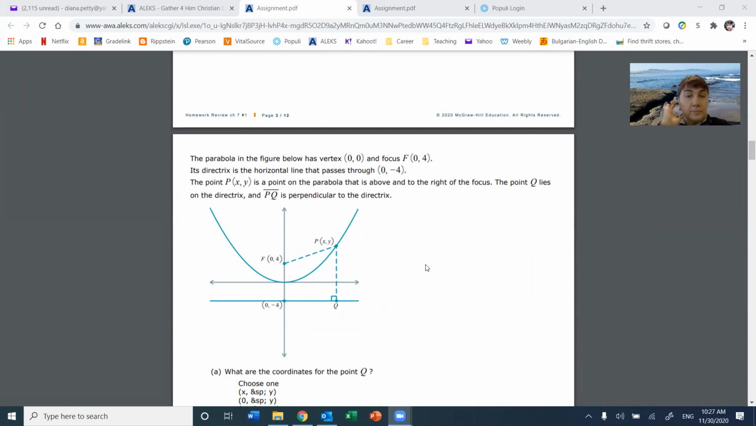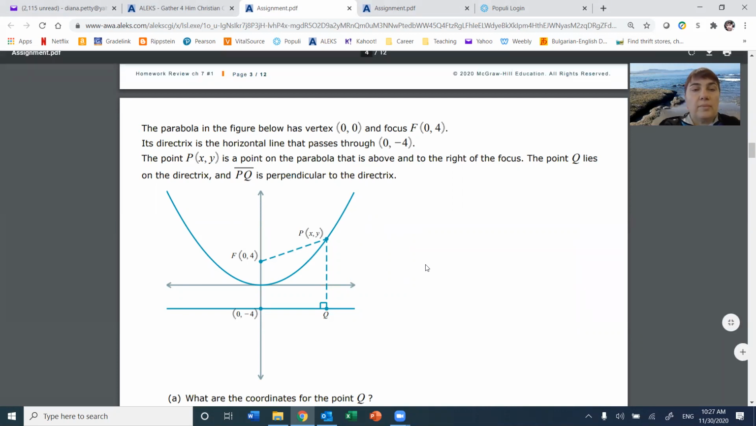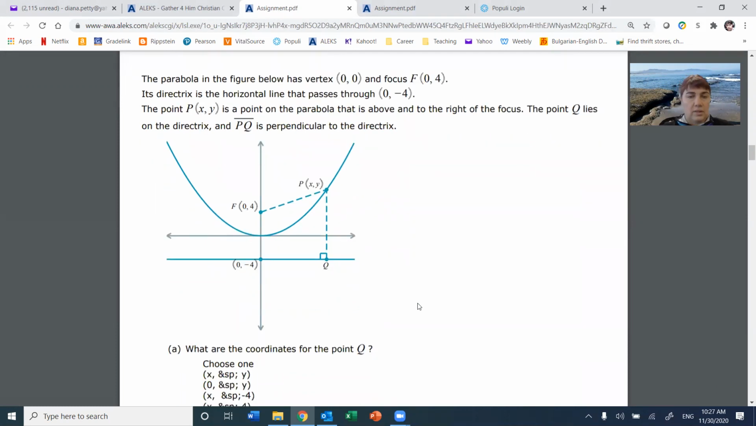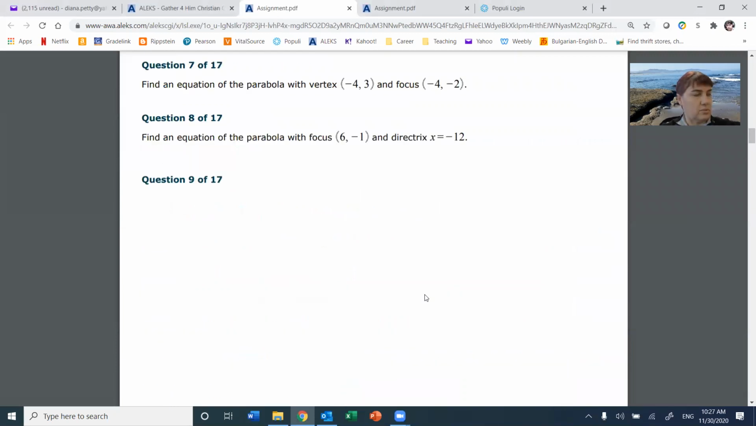The parabola has vertex... We can make it a little bigger. Okay, this is a parabola. The vertex is 0. What is the problem? The point. Okay, so the question is, what are the coordinates of point Q here? Right here. What problem is this? Problem number 9. Oh, it's on the next page.